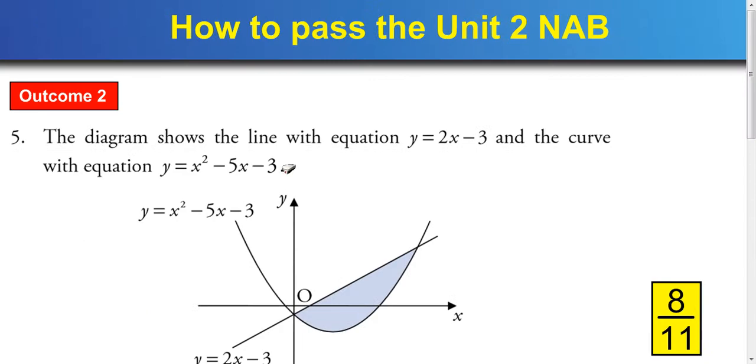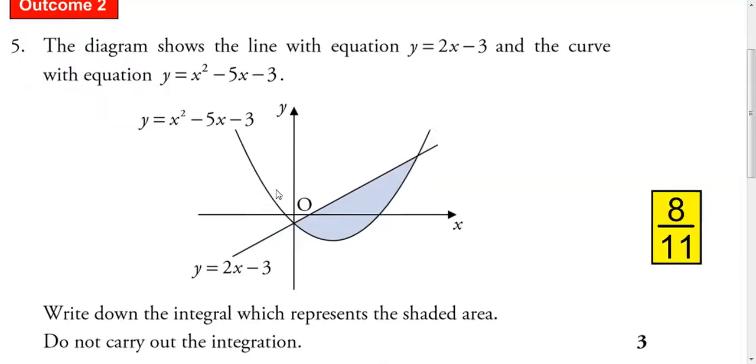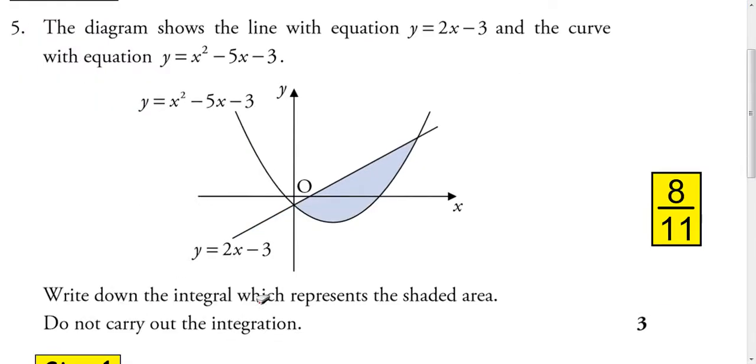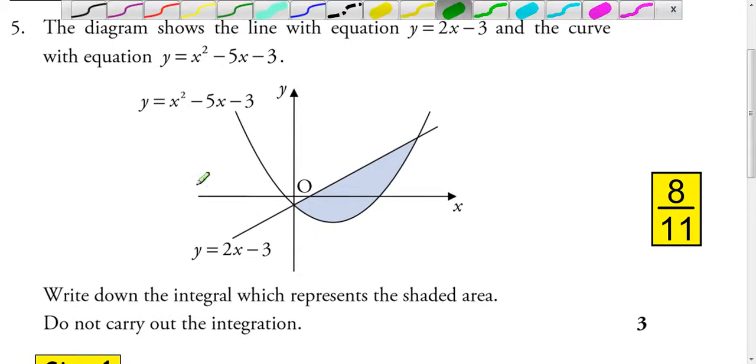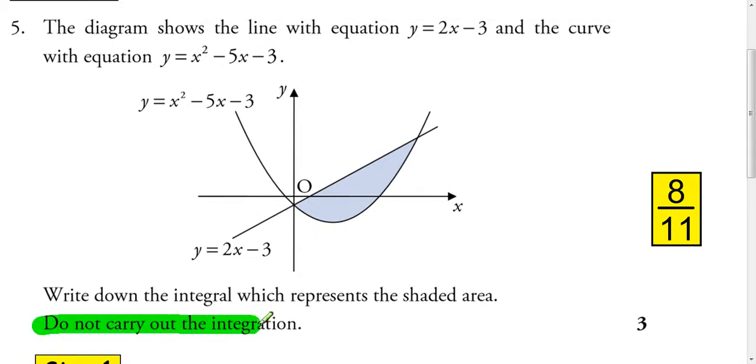Okay, last question. Now the diagram shows the line with the equation y equals 2x take away 3 and the curve with the equation y equals x squared minus 5x take away 3. Write down the integral which represents the shaded area. Do not carry out the integration. This is a very important part because people do it. You don't need to carry out the integration, that's why it's only worth 3 marks.